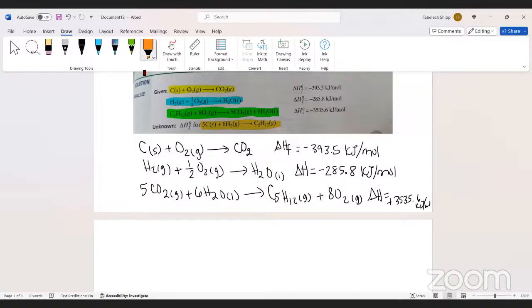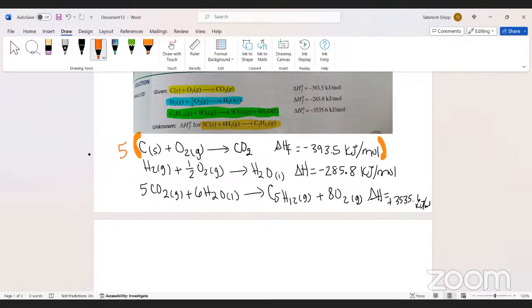I've got to multiply this entire formula right here, including the delta H, by 5. Here's the reason why. Because in order to get rid of the carbon dioxide, I've got to have 5 of those on the right-hand side. And also because in the orange formula that we need to calculate the delta H for, there's a 5 for the carbon. So that's why I have to multiply the entire formula by 5.